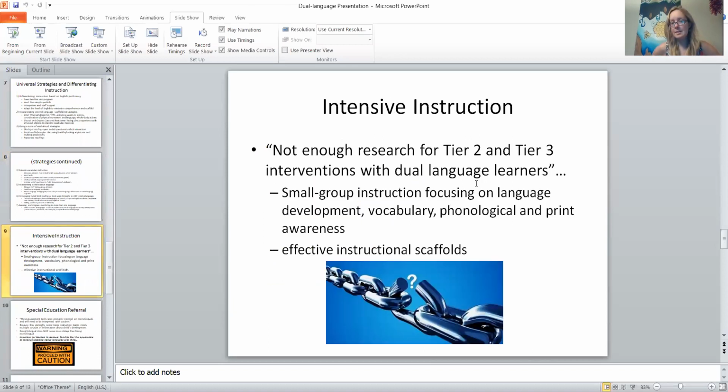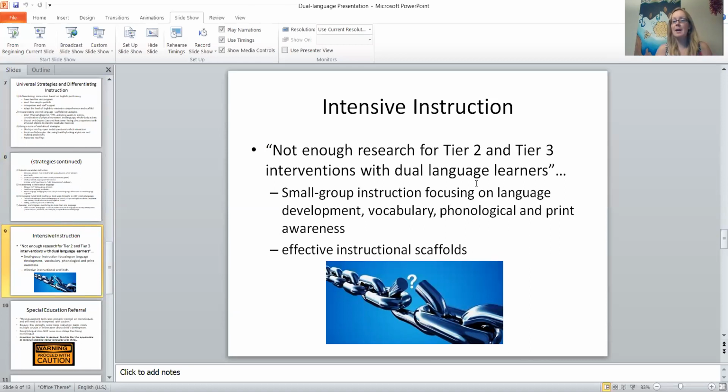It's interesting when they get into intensive instruction for tier 2 and 3. The book actually says there's not enough research for tier 2 and 3 interventions with dual language learners. It's a short section. And this is a problem, an issue that I face on a daily basis. That's why I put this picture here of this link with a question mark that's kind of broken, because at this point, the book also mentions that what it boils down to are small group instruction that focuses on language development, on vocabulary, on phonological and print awareness, that focuses on all these specific pieces.